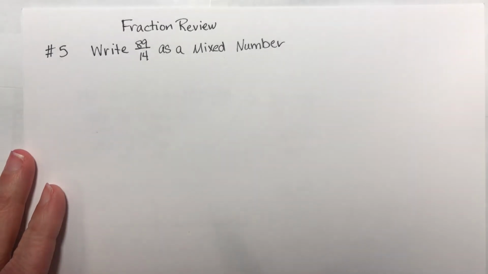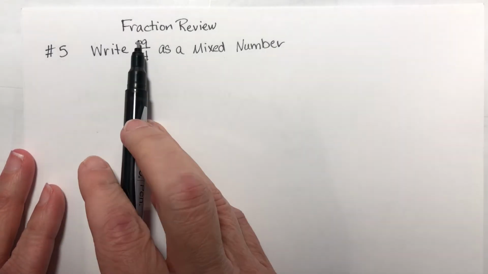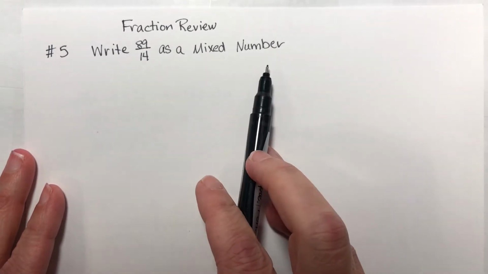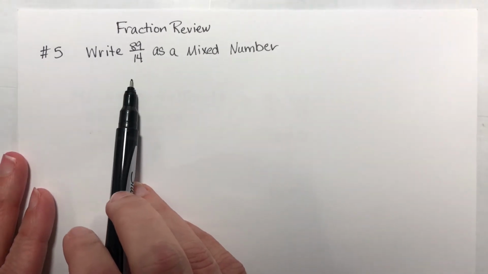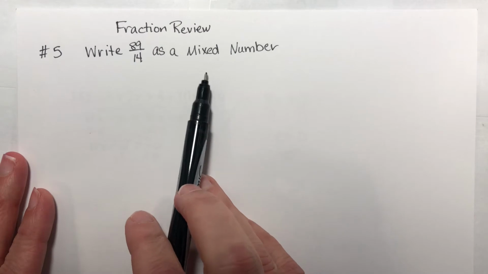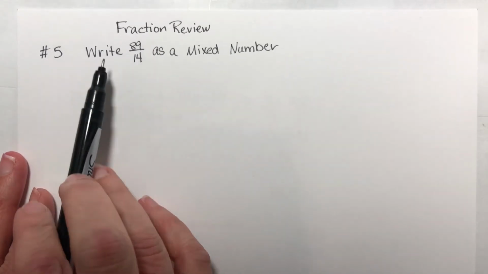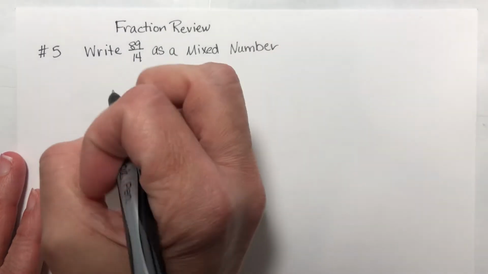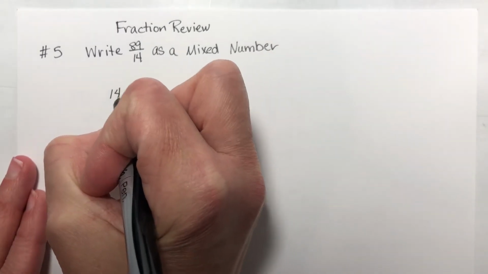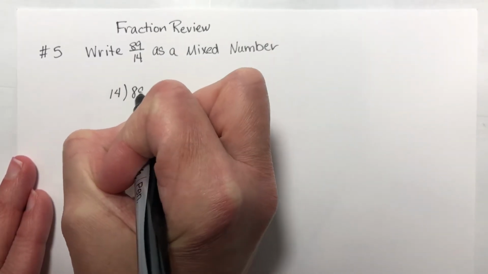Number 5 for me said write 89 over 14 as a mixed number. Now if we're going to take an improper fraction and switch it to a mixed number, and this is improper because the numerator is larger than the denominator, we do it as a division problem. I want 14 to divide into 89.